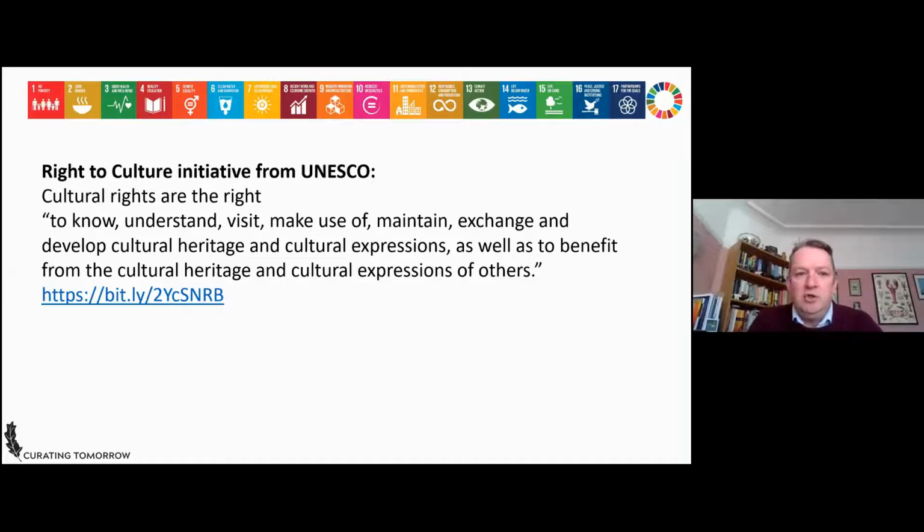And so the right to culture, the right to participate in cultural life, is one of the human rights contained in the Universal Declaration. The right to culture has been talked about many times, and UNESCO put it very well. They say that the cultural rights we each have are to know, understand, visit, make use of, maintain, exchange and develop cultural heritage and cultural expressions, as well as to be able to access and understand the cultural heritage and cultural expressions of others. It's a bit of a long sentence.